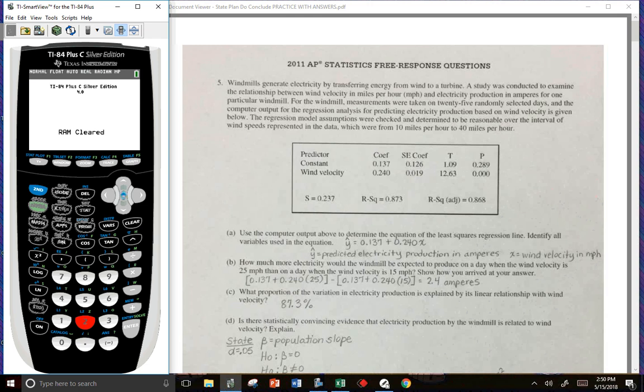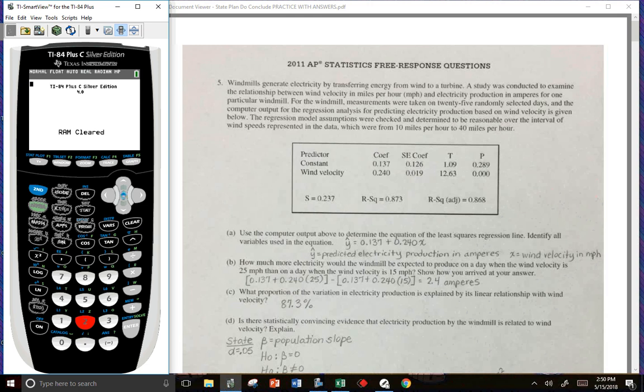For the windmill, measurements were taken on 25 randomly selected days. Halt. That's our sample size, right? 25 sample size. Okay. And the computer output for the regression analysis for predicting electricity production based on wind velocity is given below. The regression model assumptions were checked and determined to be reasonable over the interval of wind speeds represented in the data, which were from 10 miles per hour to 40 miles per hour. So we have all this information.